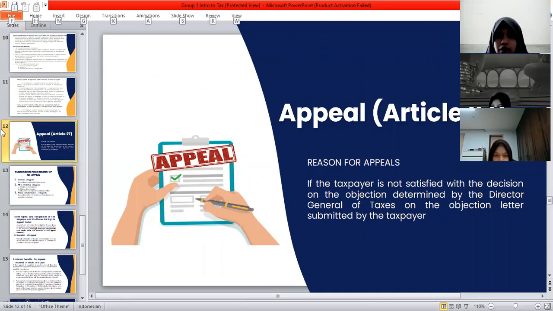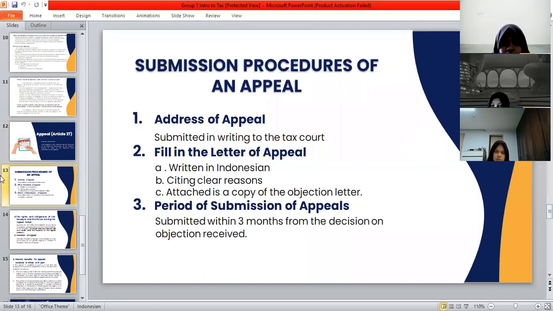Okay. If the taxpayer is not satisfied with the decision on the objection determined by the Director General of Taxes on the objection letter submitted by the taxpayer, they can appeal. Submission procedures of an appeal. The first, address of appeal. The appeal is submitted in writing to the tax court.